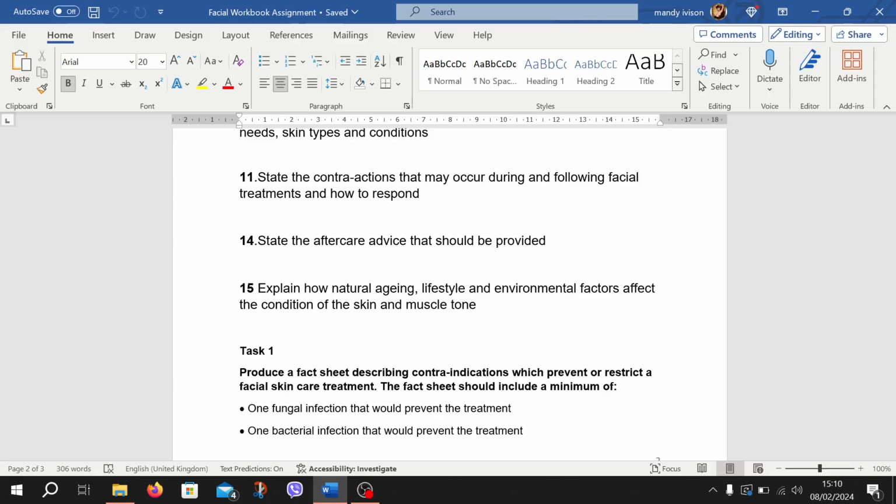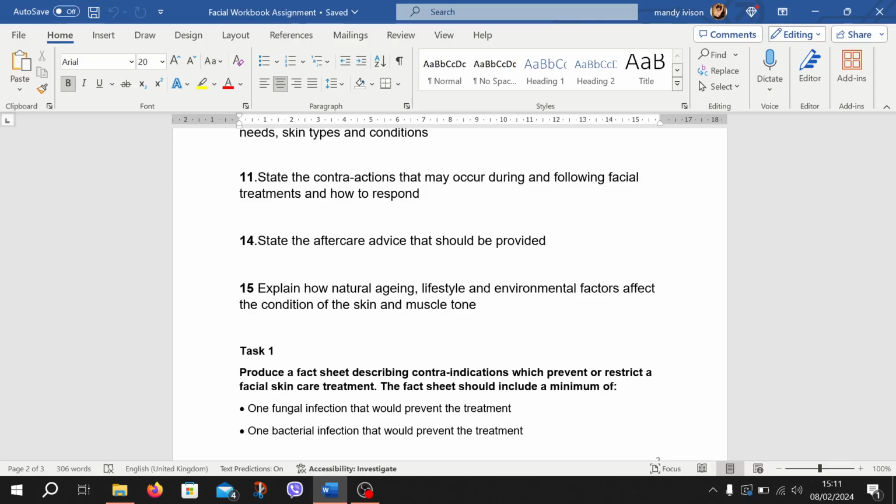Okay. So I want you to state several contractions, okay, for that, and make sure that you're putting how to respond as well. So state the aftercare advice that should be provided.